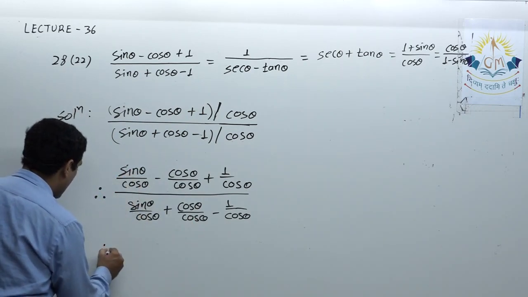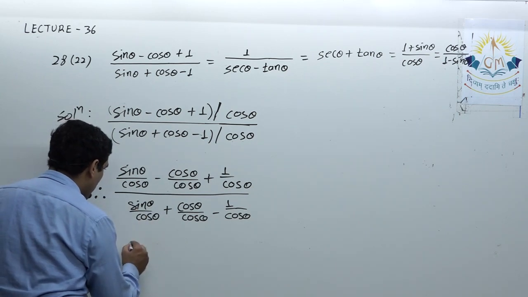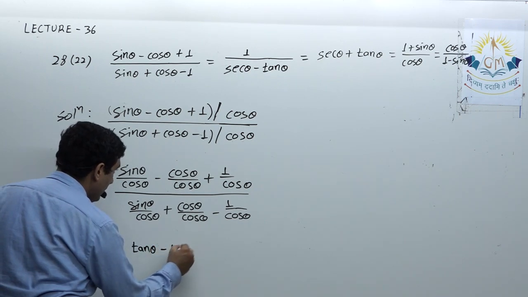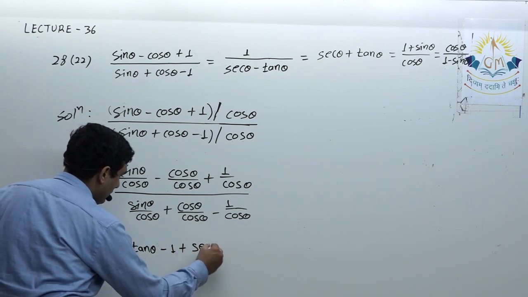Now next, here I will get sin upon cos, that is tan theta, minus 1 plus sec theta.